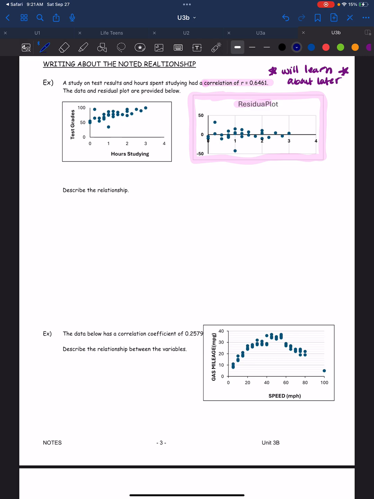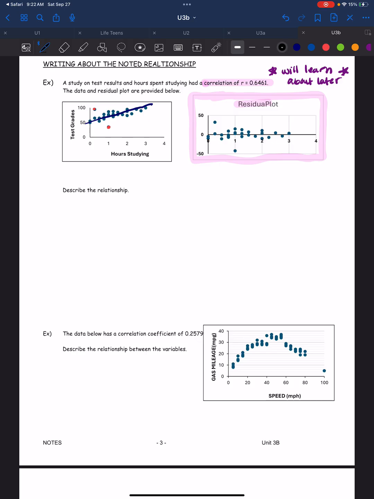It says describe the relationship. So the very first thing that we're going to want to look at in our scatter plot is the form. When I look at this, to me, it looks linear, right? Pretty linear for the most part, actually. And then we appear to have these points that are maybe further out of the trend than everyone else. And so when we start writing, we're going to talk about strength, form, and direction.